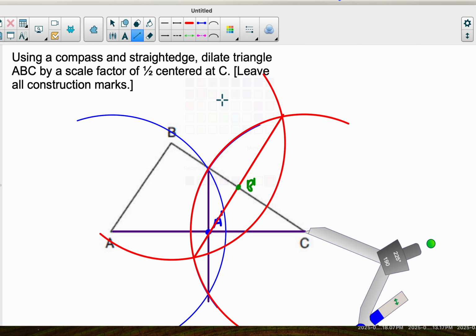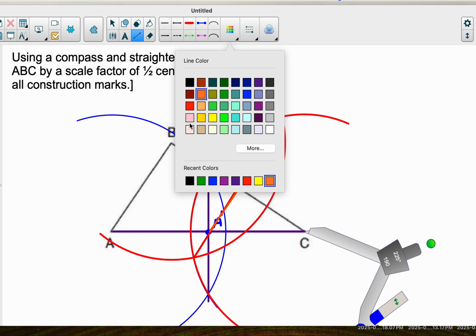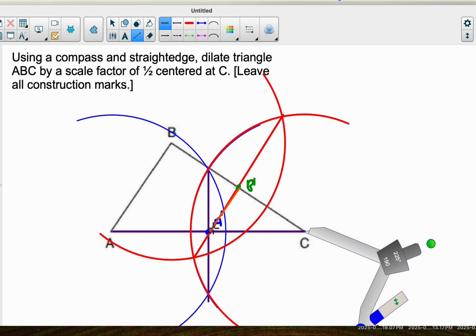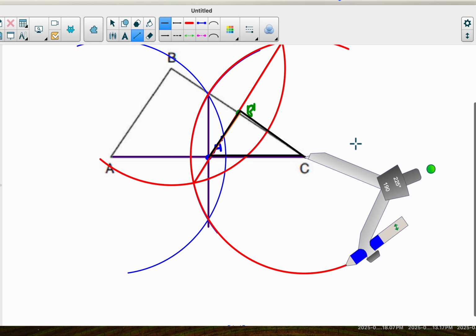And now if I connect all the points together, so A prime, let me use a better color than that. Use black. If I connect A prime, B prime, and C together, notice that the resulting triangle is half the size of the original. And we made it half the size by taking each of the points and having it be half the distance from the center of dilation that it already was.